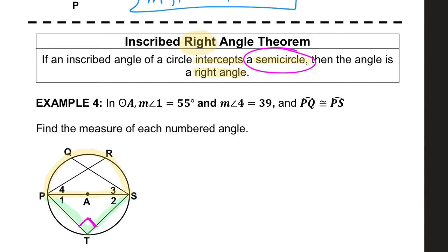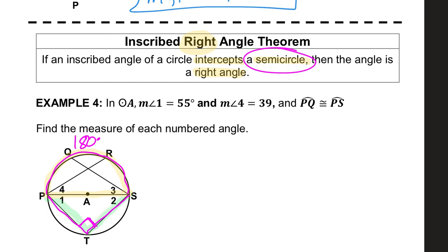The reason this happens is because your semicircle is 180 degrees. So if our inscribed angle down here is half of that, it creates 90 degrees. Okay, that's why that works out that way.